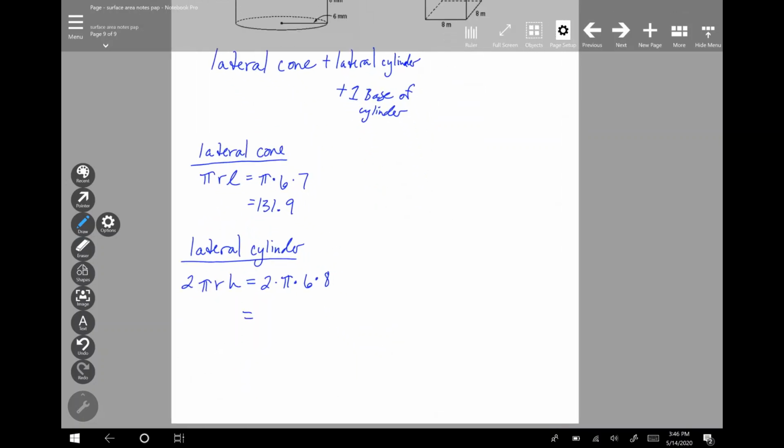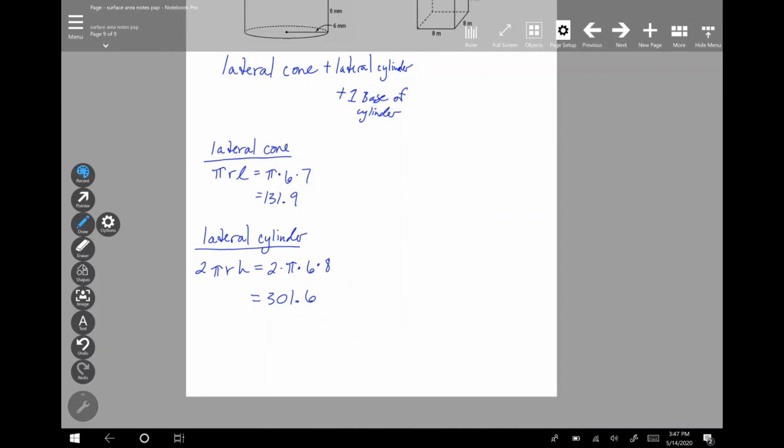So 2 times pi times 6 times 8. It's 301.59, so it's going to be 301.6.